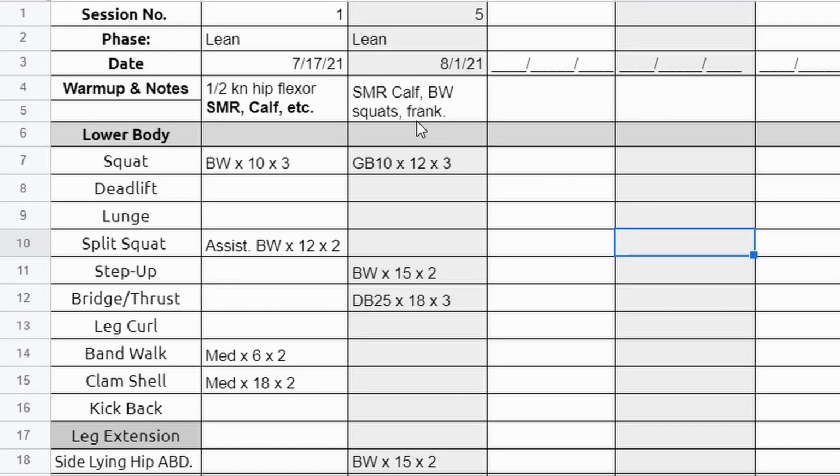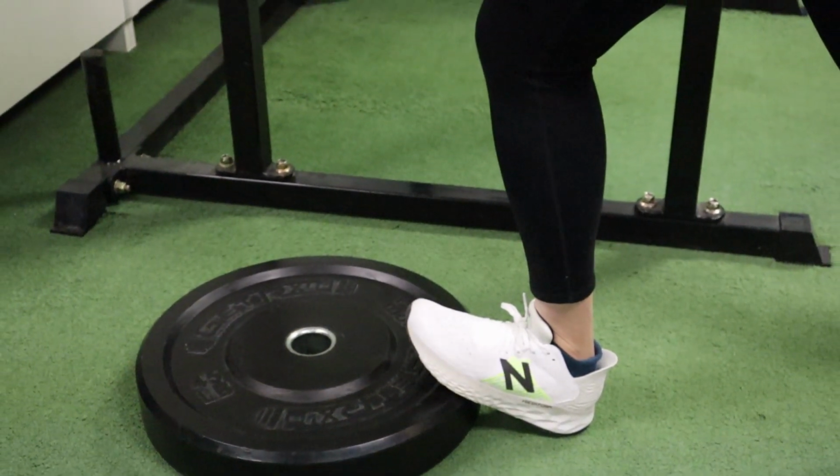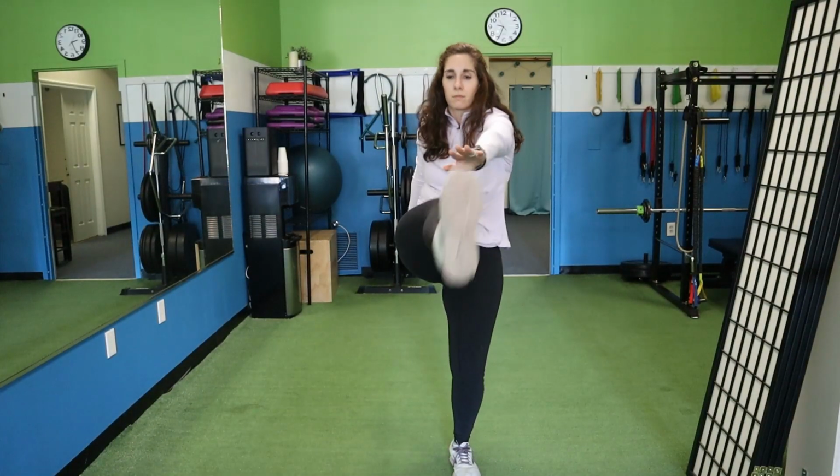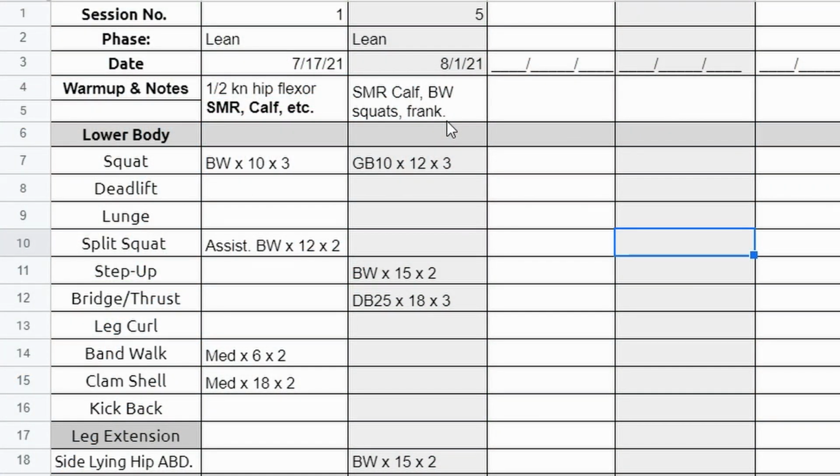Now we're going to look at what a session might look like 2 weeks later after having done a few workouts. I have SMR calves, bodyweight squats with an emphasis on pushing the knees outward. We'll also say I did a static calf stretch for this client, I just couldn't fit it in here. And then we also threw some Frankensteins in there just to get the entire body moving. And I would want to spend about a minute or so doing each of these things with my client. On to the workout itself.